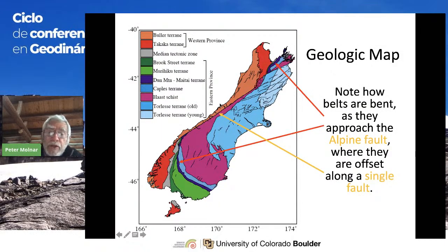If one looks at a geologic map, a simple geologic map, I want to point out a couple of important regions. This in here, this is called Dun Mountain. Dun Mountain. This blue down in here is called the Maitai terrane.